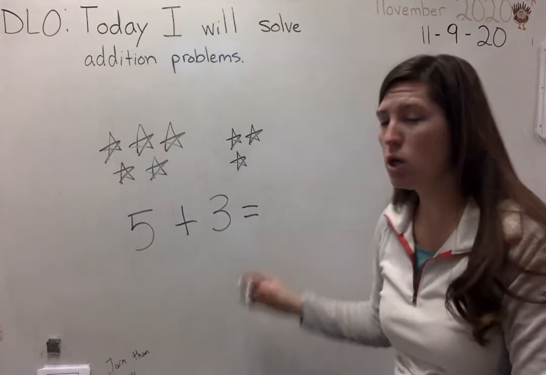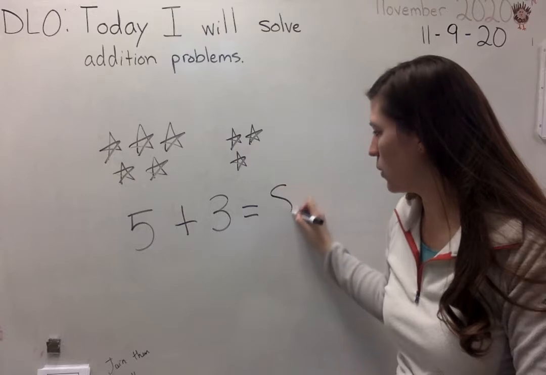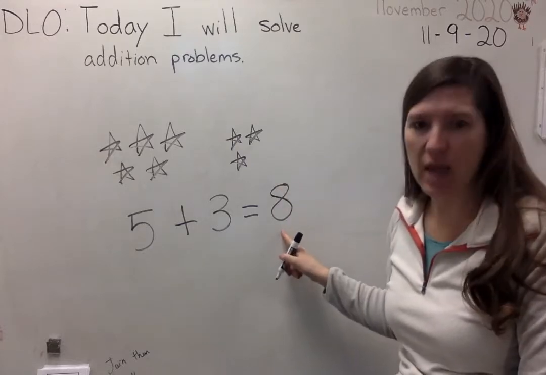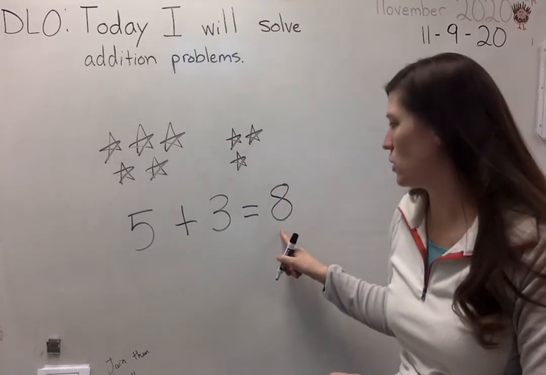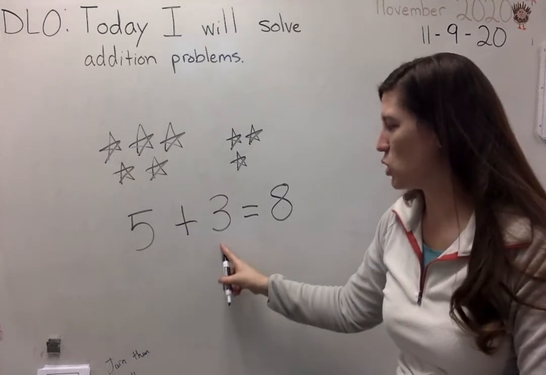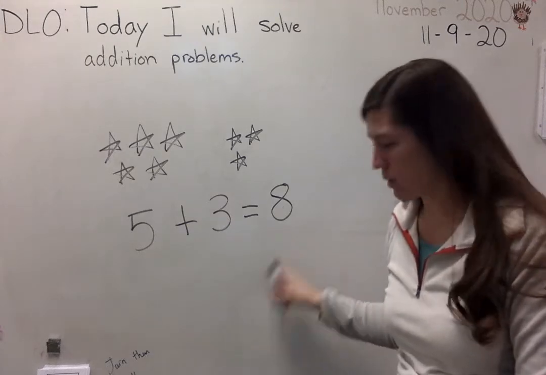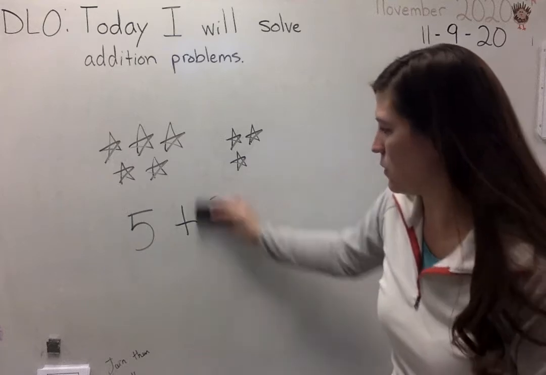How many starfish in all? 8. What's my sum? 8. Let's read our equation. 5 plus 3 equals 8. Nice job. Erase, erase, erase, erase.